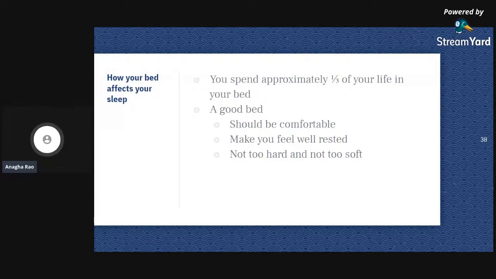So it's important to remember your mattress should be a little hard and a little soft. If it's too soft, we end up sinking. And if it's too hard, it can put pressure on our head, our neck, and our sacrum.